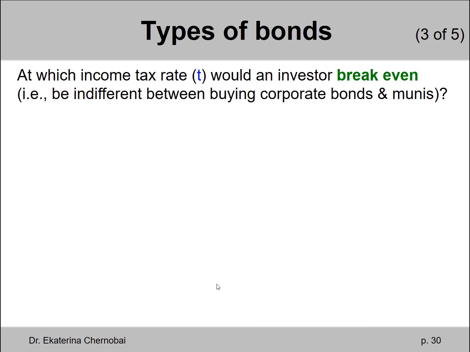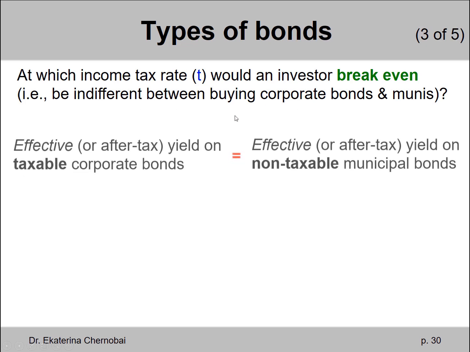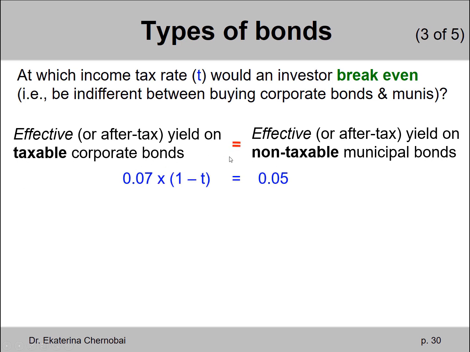There is another type of calculation that could be done when we are comparing bonds with taxable versus non-taxable coupon payments. For example, we can calculate at which federal income tax rate an investor would break even. In other words, be indifferent between buying corporate bonds and municipal bonds. And what we need to do is basically set equal the after-tax yields. So the after-tax yield on the corporate bonds with the 7% yield that was given would be equal to 7% multiplied by (1 minus some tax rate). And that needs to equal 5%, which is given for the municipal bonds.